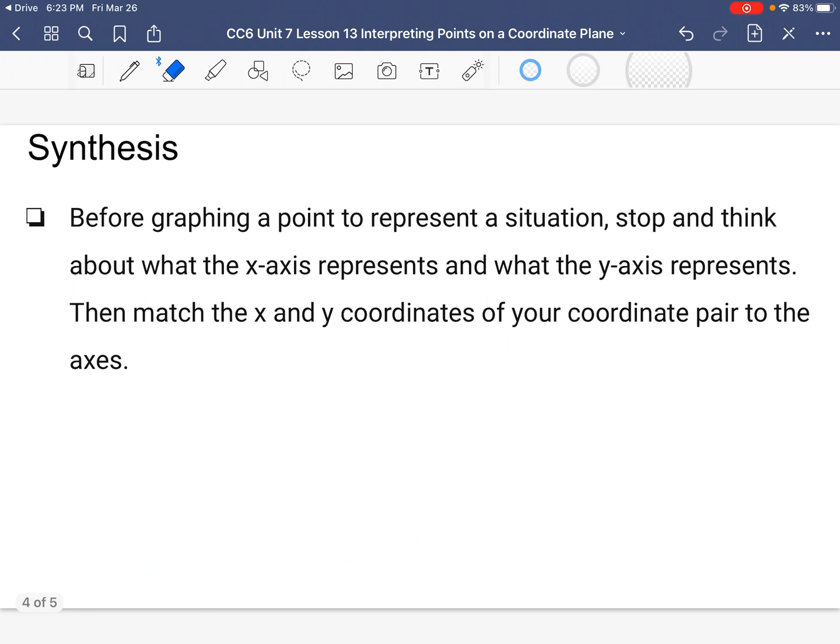So before graphing a point to represent a situation, stop and think about what the x-axis represents and what the y-axis represents, and then match the x and y coordinates of your pair to the axes so you don't mix them up.